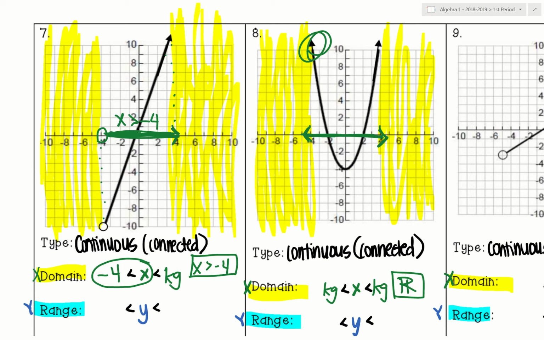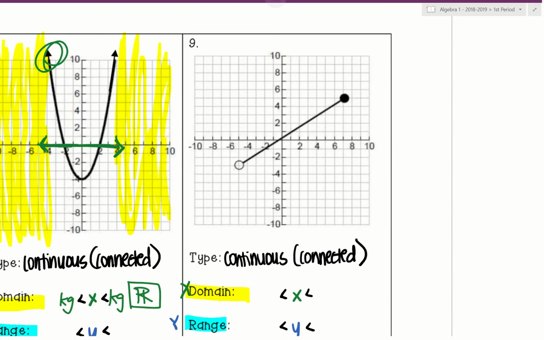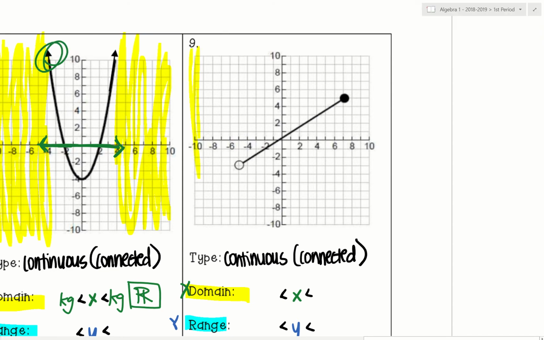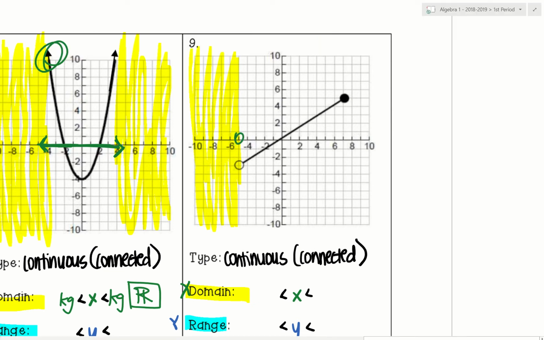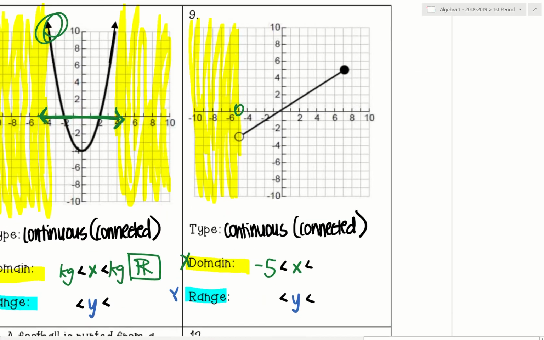Well, you're supposed to use one color at a time. X's are your blues. Okay, number 9, because you're going to get super confused when we start range. Number 9. On my left side, what do I run into? Open circle at what number? -5. So what do I do with my sign? Nothing.